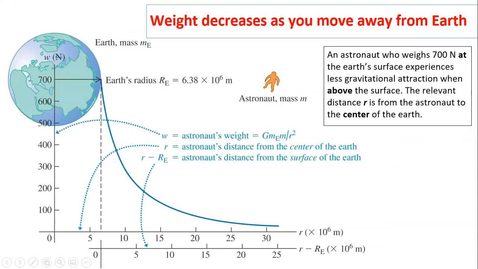We know weight decreases as you move away from the Earth. Here the astronaut on Earth's surface weighs 700 newtons. As the astronaut moves away, his or her weight decreases. It's an inverse square law. The astronaut who weighs 700 newtons at Earth's surface experiences less gravitational attraction when above the surface. So the relevant distance r is from the astronaut to the center of the Earth. This is the inverse square law.